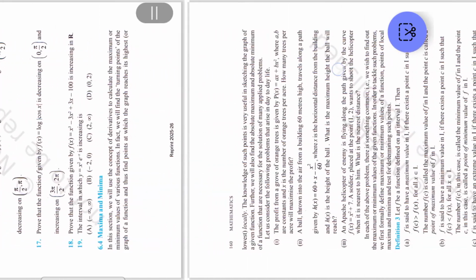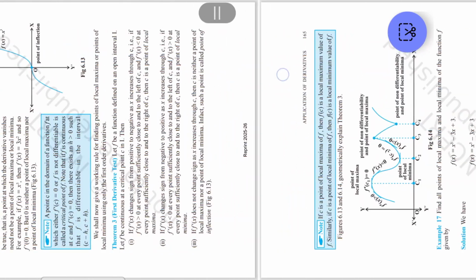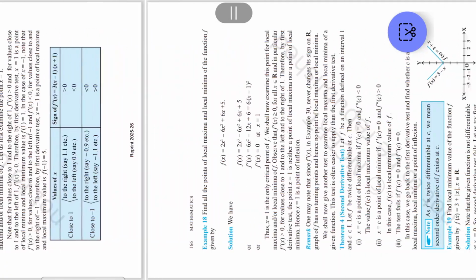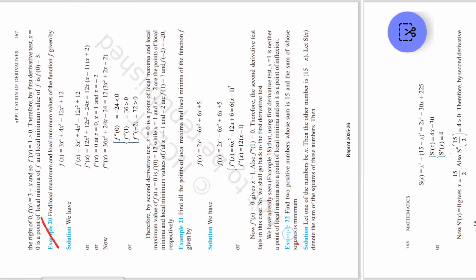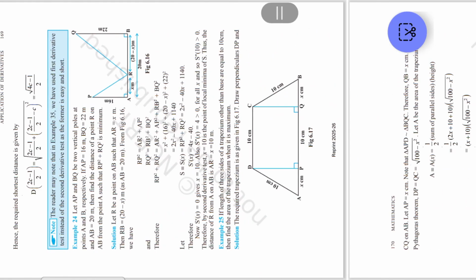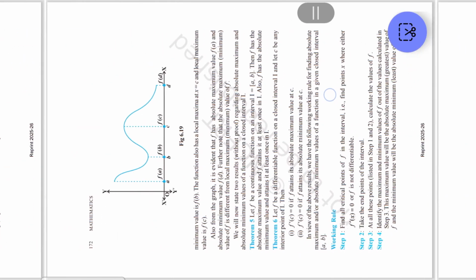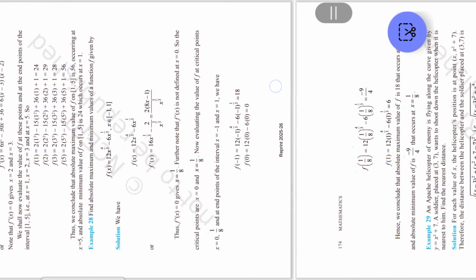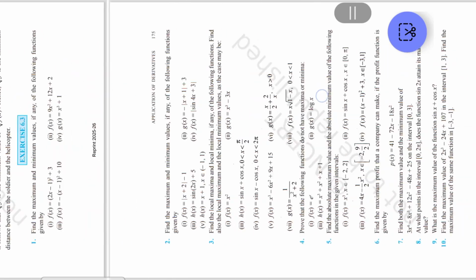Next, 6.3. Some example questions are also important in this chapter, like example 20, 22 and example 23, and example 24 is also important. And the find the absolute maximum and minimum value of the function question is also important, the 29th.